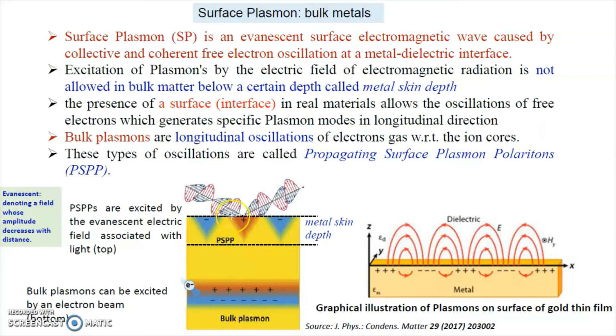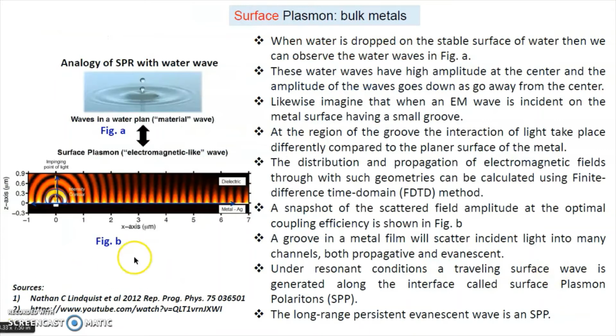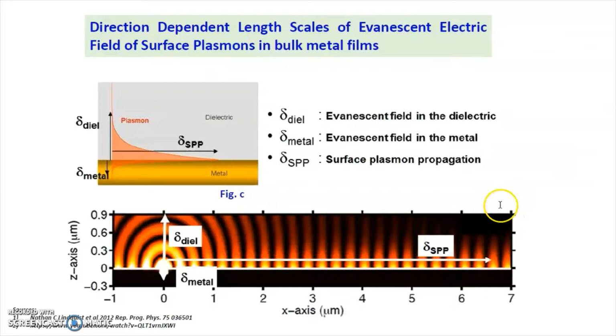Here we have shown this schematically, but if you calculate by the FDTD method, then you can observe such a distribution of the electric field when the light is incident on the metal. So this SPP, that is the surface plasmon polariton, is in this direction. Okay, you have to keep this in mind. The long range persistent evanescent wave is an SPP. So this is a longer wave direction, which we will see in the next slide.